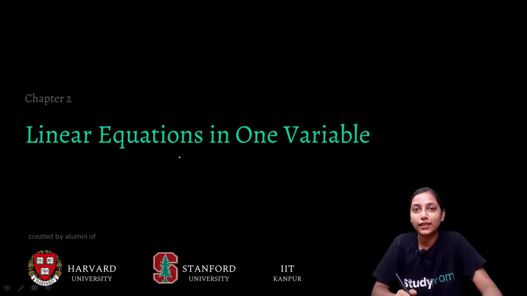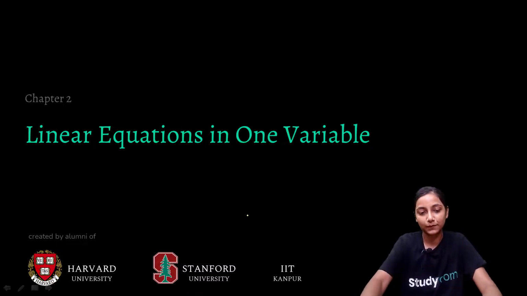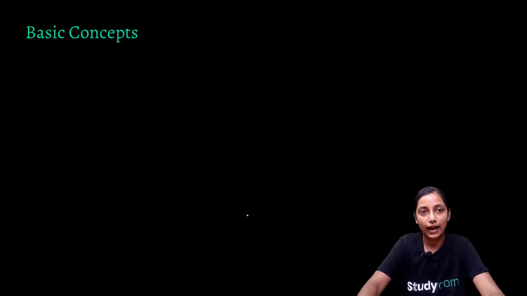Today we are going to study chapter 2 of class 8 mathematics, and the name of this chapter is linear equations in one variable. This is a very interesting chapter and we are going to learn a lot of things about linear equations in one variable, their applications, and then we'll do a lot of examples as well. So let's go to the first slide.